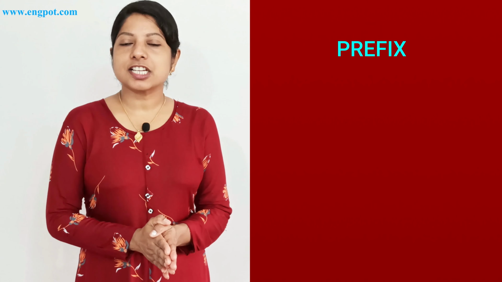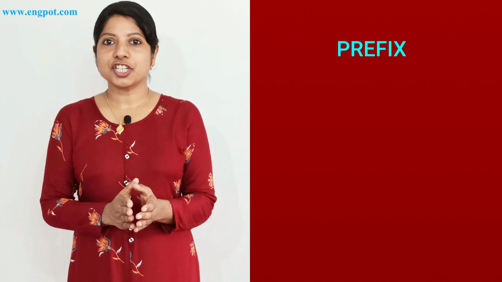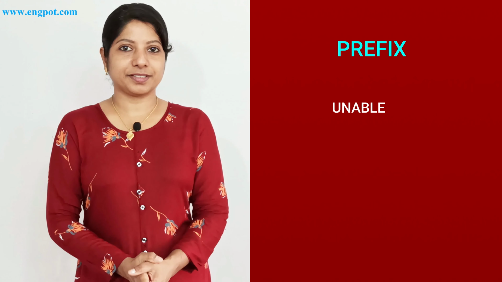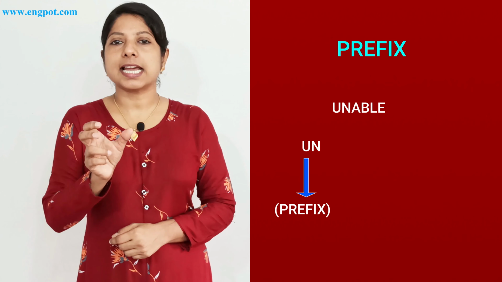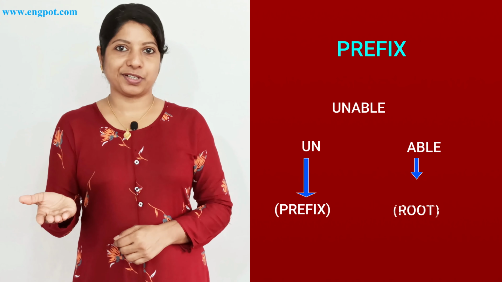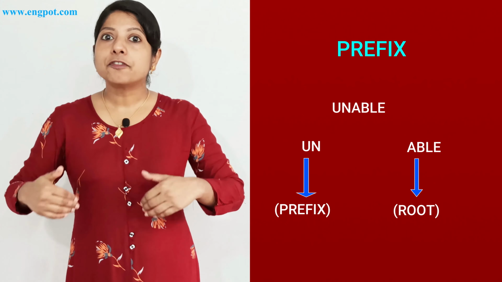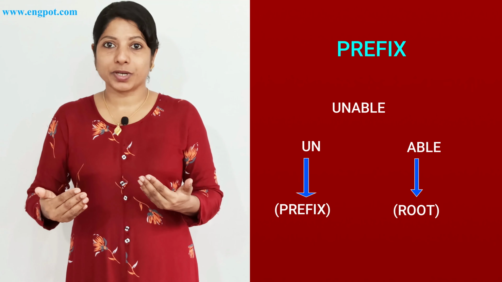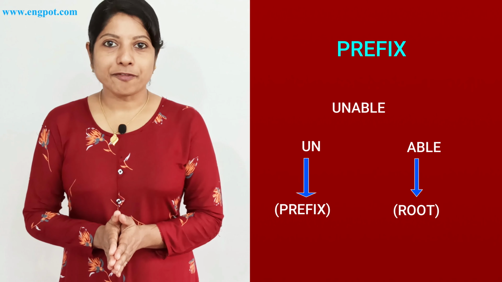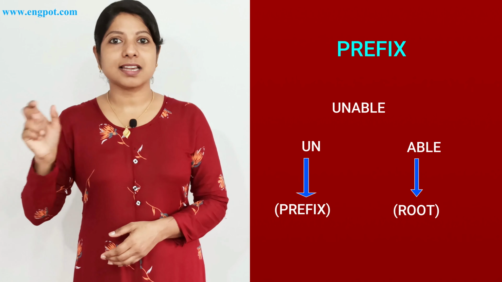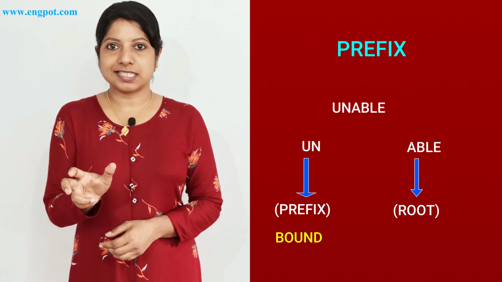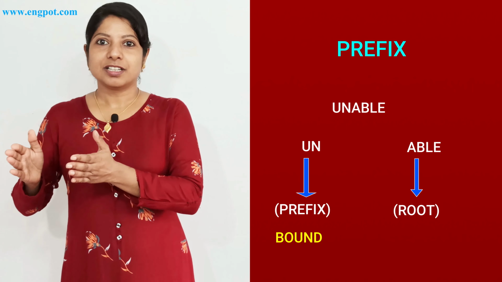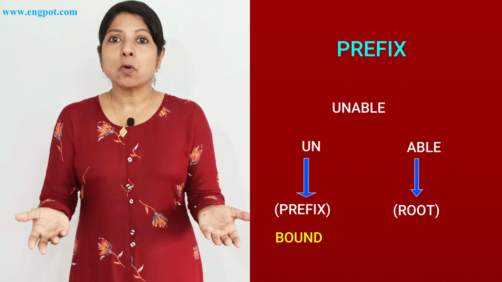A prefix is a letter or group of letters that are attached to the beginning of a word to form a new word. For example, unable. Now un is a prefix here because it is attached to the beginning of the root word able, isn't it? And also it forms a new word because able becomes unable, and the meaning also changes over here. Now you know that it is a two morpheme word and we can divide it as un and able. Now un is a bound morpheme, isn't it? Because it cannot stand alone. It is dependent on the other morpheme able to make itself meaningful. Hence it is a bound morpheme.